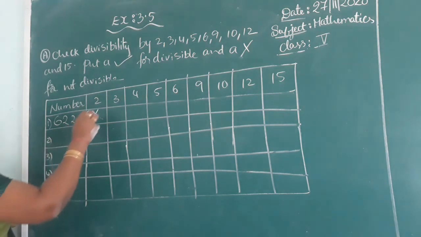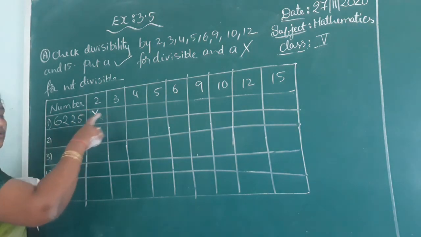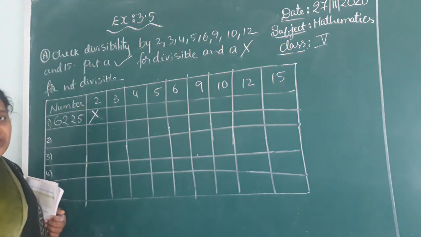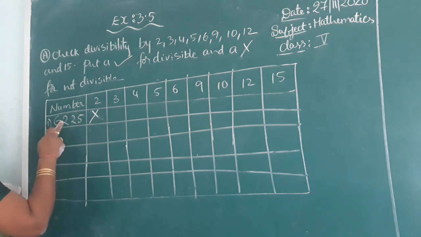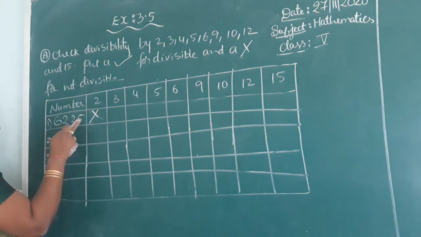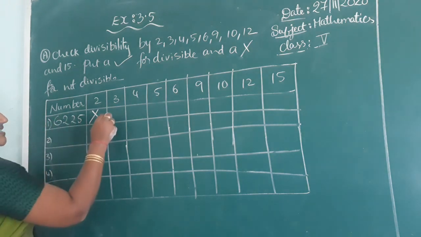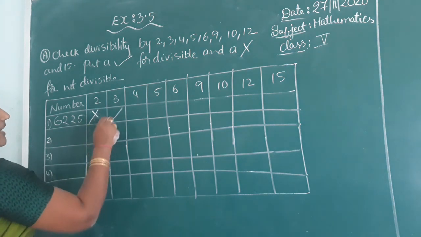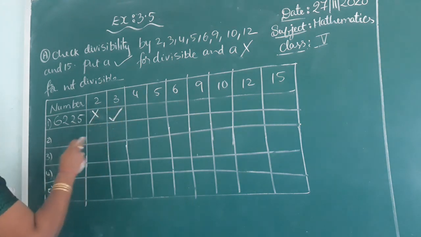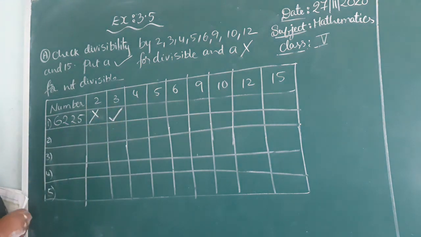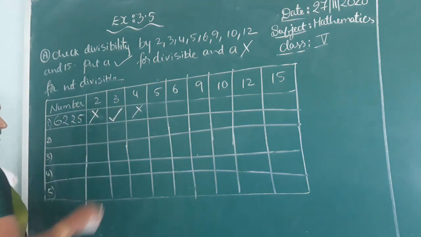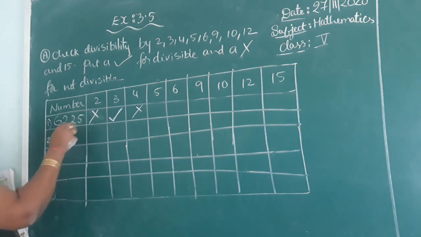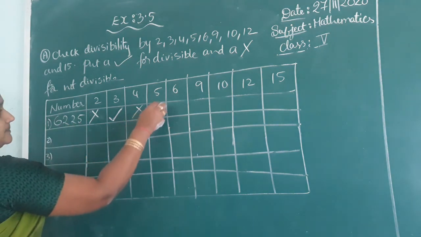Next one, 3. What is the divisibility rule for 3, children? Sum of the digits. 6 plus 2, 8. 8 plus 2, 10. 10 plus 5, 15. 15 is divisible by 3, so give a tick mark for 3. Next, 4. It's not even, and the last two digits are not divisible by 4, so it is also not divisible. Next, 5. The last digit is 5, so it is divisible by 5.